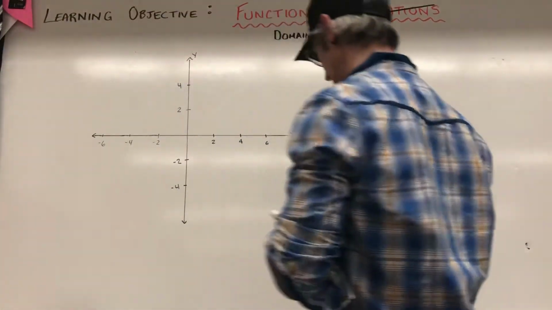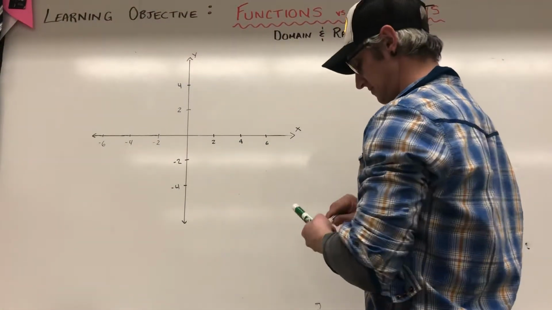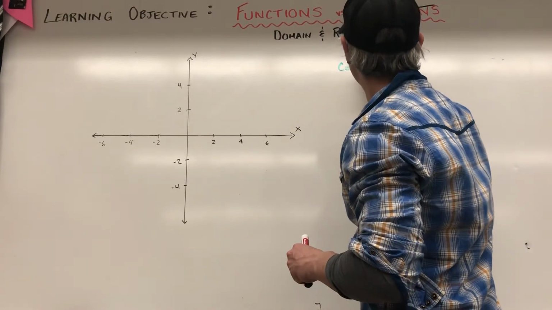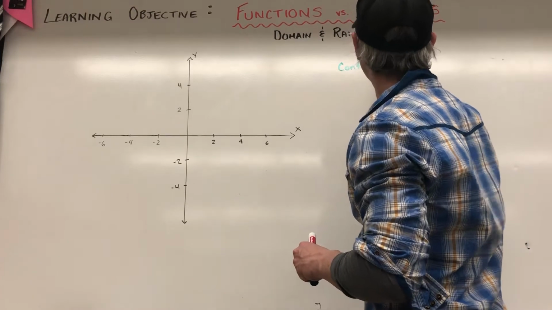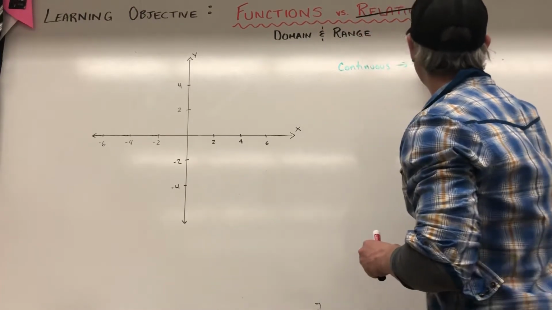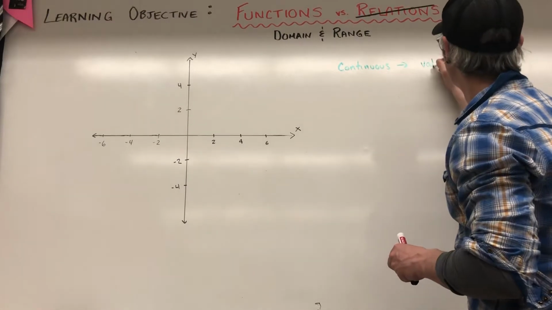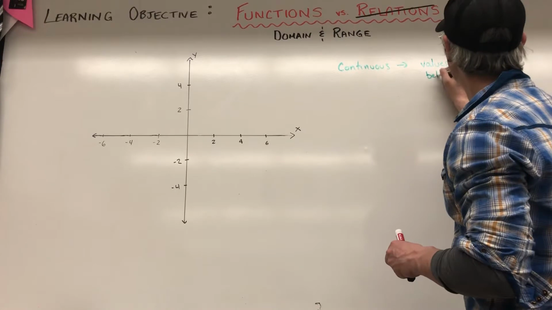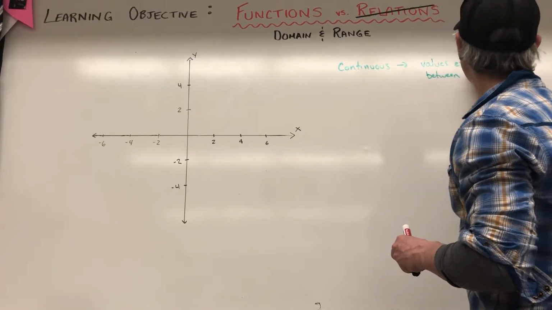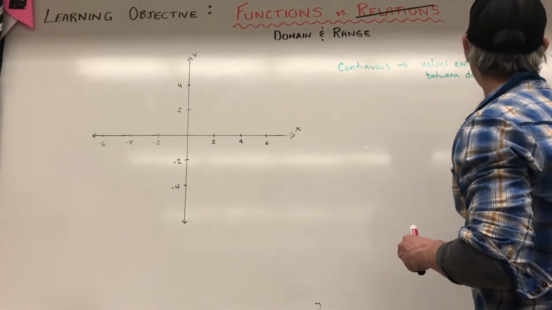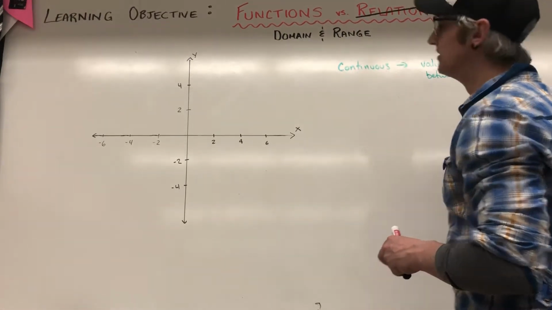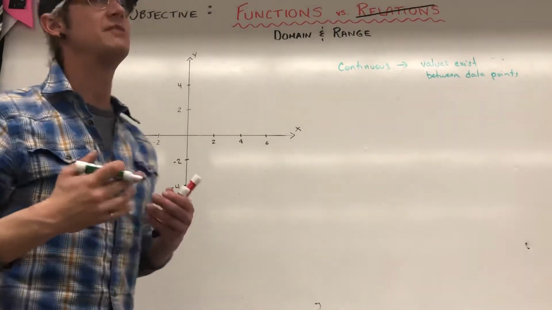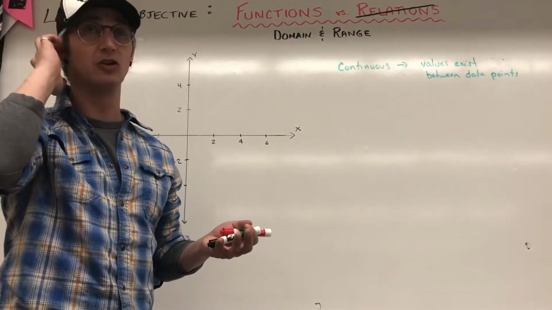The other is discrete. So continuous values exist between data points. And then discrete means that, for example, if I am selling Girl Scout cookies, okay?